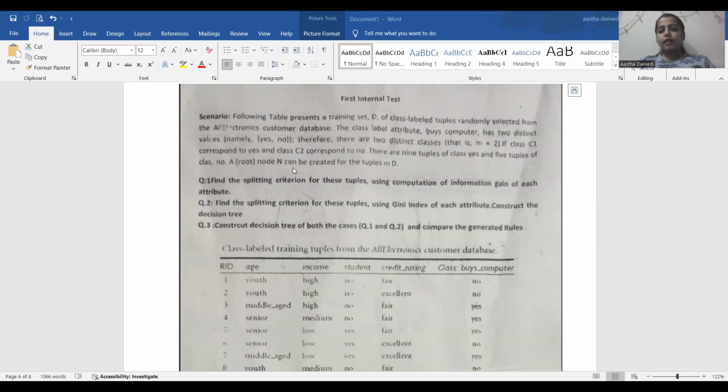A root node N can be created for the tuples in D. Question number 1. Find the splitting criterion for these tuples using computation of information gain of each attribute.